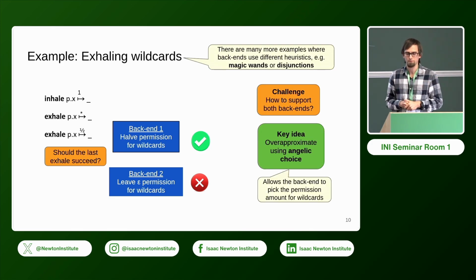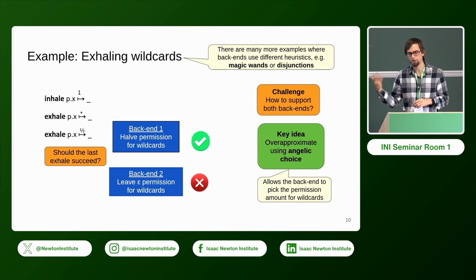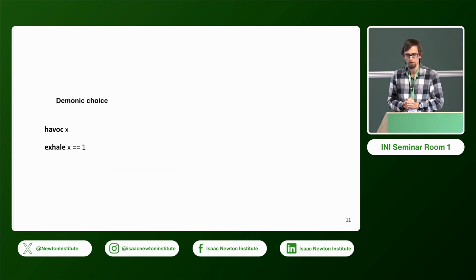And this is where the next key idea comes in, which is that we over-approximate over the different choices that the backends can make by using angelic non-determinism, or angelic choice. And this angelic choice allows the backend to pick the amount of permission for the wildcard. So let me illustrate this a bit more clearly.